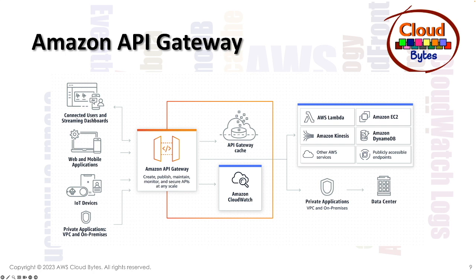You do have an API Gateway cache. It all depends upon your requirement, but you have integration with CloudWatch, which can do the logging. You can have other event-driven things using the CloudWatch EventBridge. And you can see that API Gateway can go to Lambda. You have EC2 and other services over here.